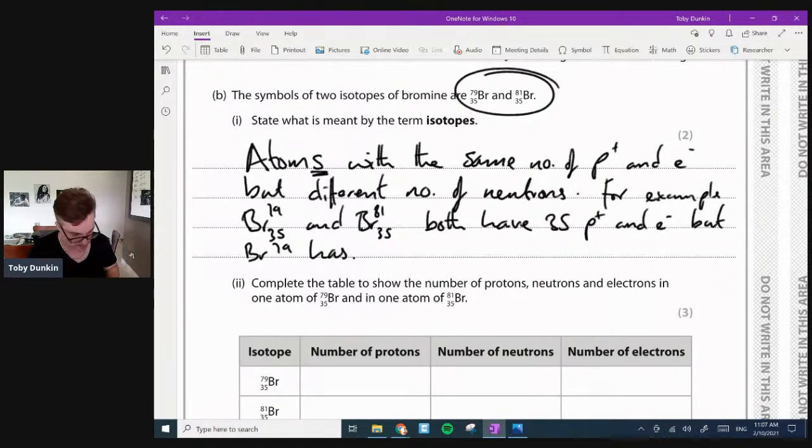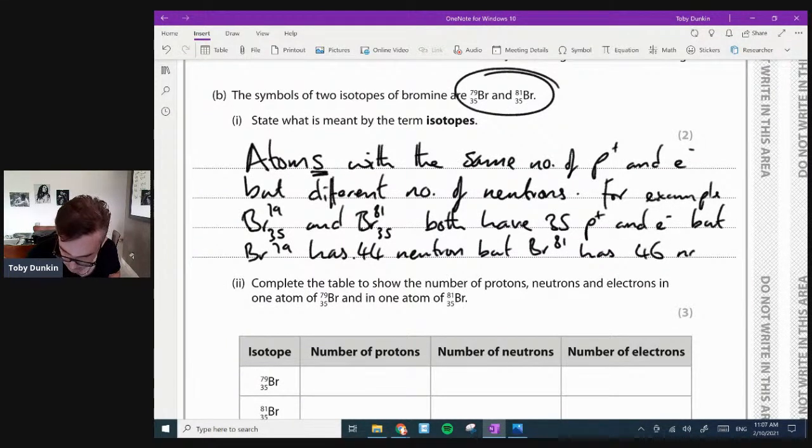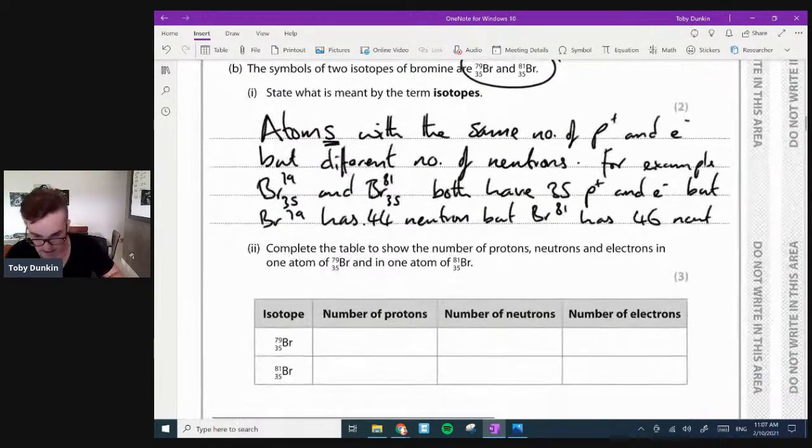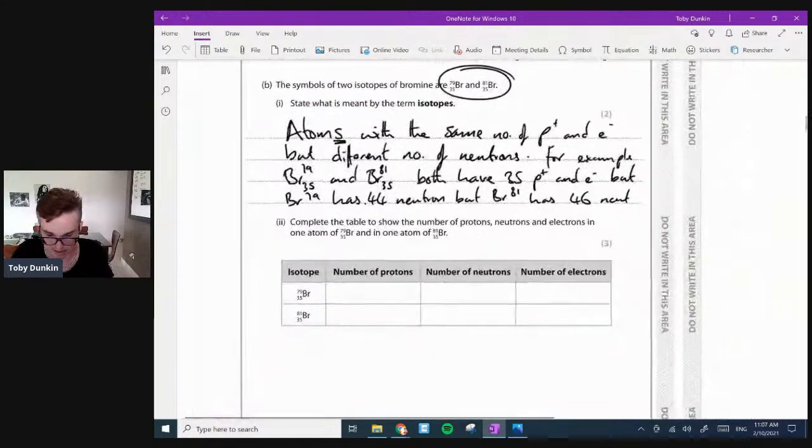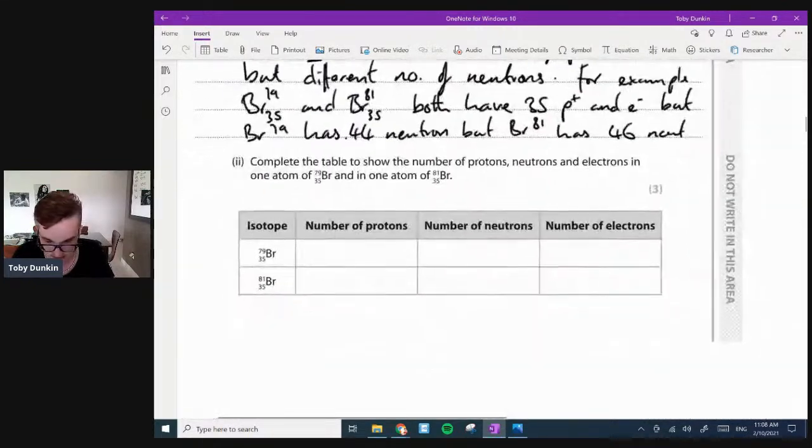So 79 minus 35 gives me 44, has 44 neutrons, but Br 81 has, add 2, 46 neutrons. Newts, I like it. They've given us it in context, so we need to answer it in context, even though I've probably got the mark in the first 2 sentences.